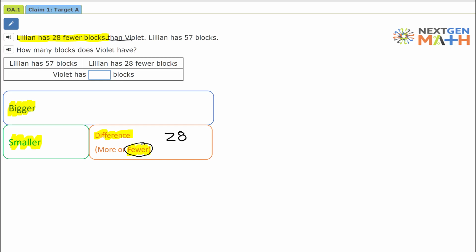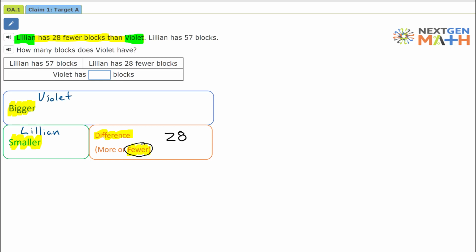Okay, so who has more blocks? Let's ask this question. Who has the most blocks? Does Lillian have the most blocks? Or does Violet have the most blocks? Well, since Lillian has fewer blocks, she has the smaller amount. So Lillian has the smaller amount. Violet has the bigger amount.